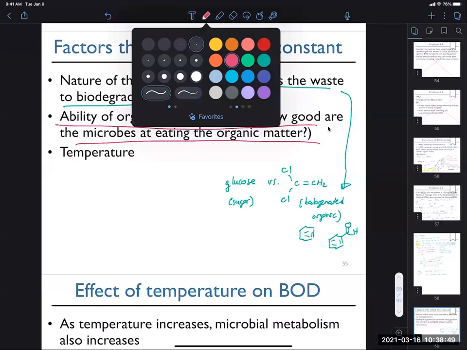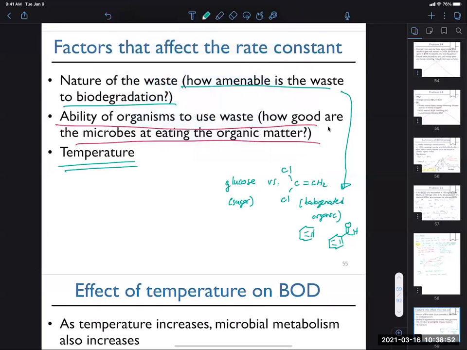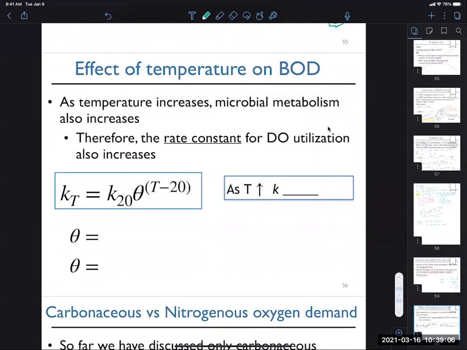And one that we can understand a little more readily actually is temperature. We know that in general, temperature influences the reaction rate of chemical reactions, but this is also true for microbiological reactions. And there's some level of prediction that we can make for this. As temperature increases, the microbial metabolism also increases. So as the microbial metabolism increases, the rate of oxygen consumption also increases. Therefore, the rate constant for DO utilization and BOD attenuation increases.